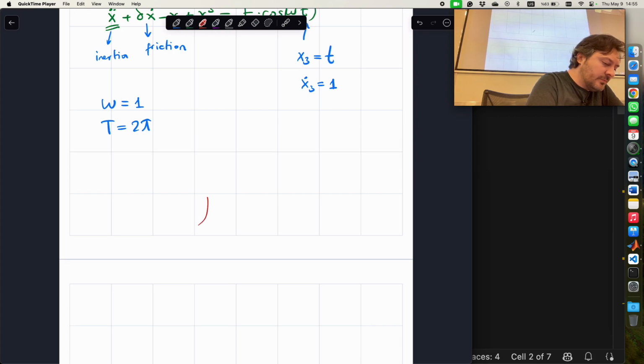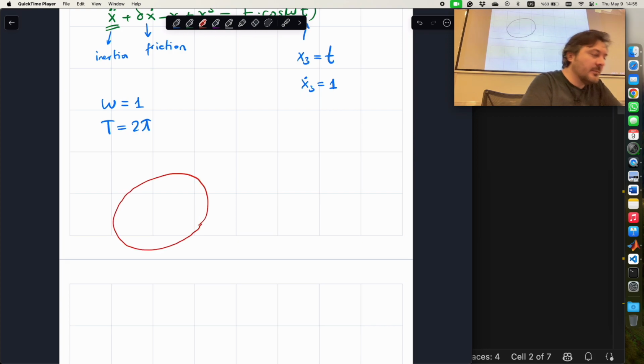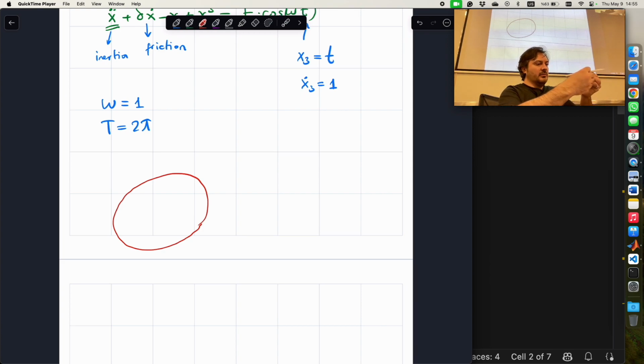So we can plot the system, although time actually is a third dimension and it goes on forever, but we can just bring it back to itself, okay? Watch it stroboscopically. Do you know the stroboscope? Do you know what it is?